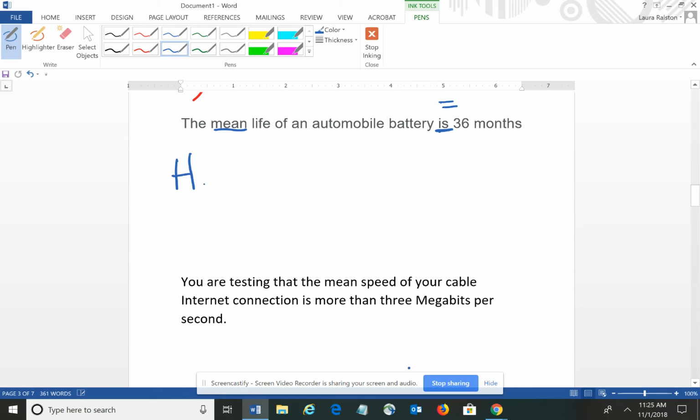So to state the hypotheses, we typically write them with the null hypothesis on the top and the alternative on the bottom. We're using the mean, and this is equal is implied in the statement, so that would be the null. So the mean is 36. Since the alternative is the opposite of is or equal would be not equal. So the alternative is that the mean is not equal to 36.